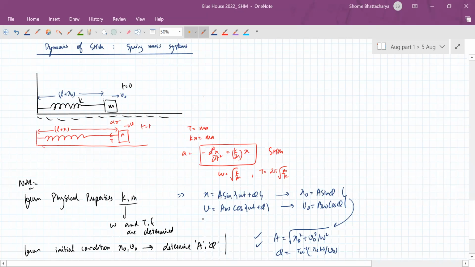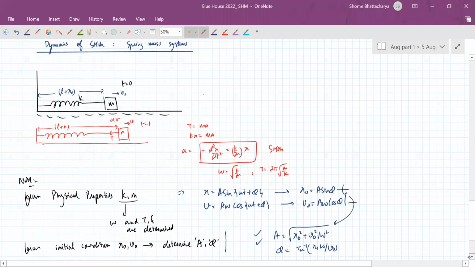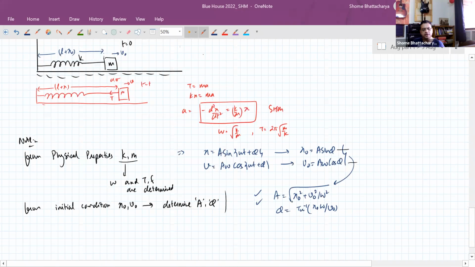So for that phase constant formula, what have you written? Tan inverse of x naught omega by v naught. Okay. So that, remember, comes by dividing these two equations. If you divide this equation by this equation, you'll get x naught by v naught is 1 by omega tan phi, right? Yes, sir. Okay. So you don't need to separately memorize these formulas also. Just remember that everything comes by logic from these two equations only.